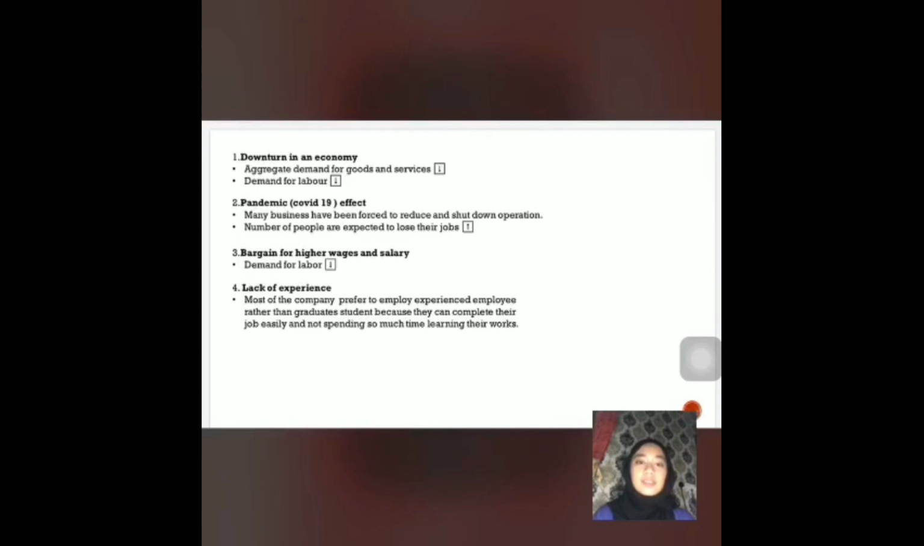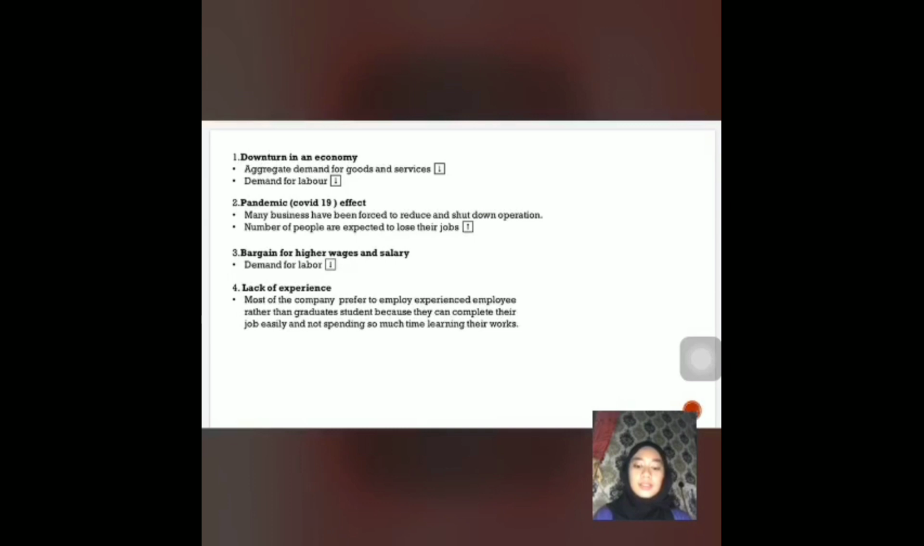The second reason is the pandemic effect, which is also known as COVID-19. To stem further spread of the virus, authorities around the world, including Malaysia itself, have been implementing measures to lock down the countries. Apart from the lockdown, many businesses have been forced to shut down and reduce their operations, which has caused many people to lose their jobs.